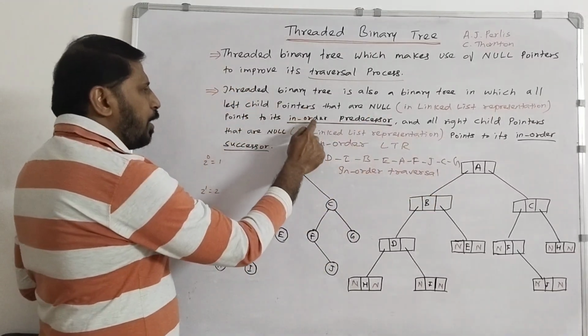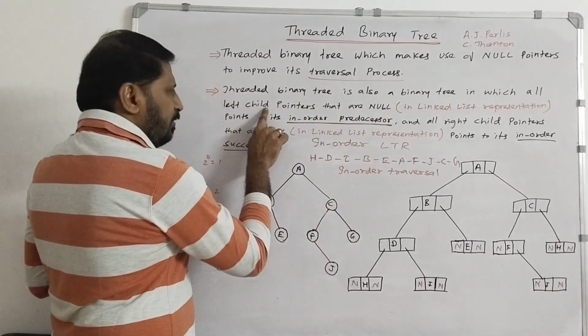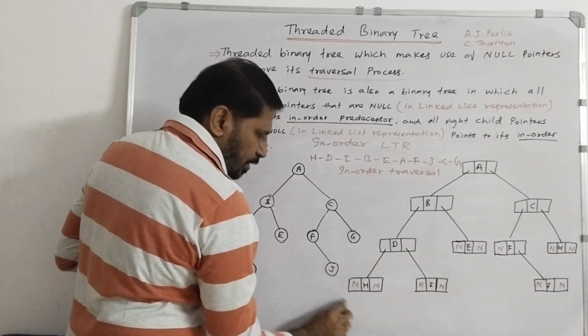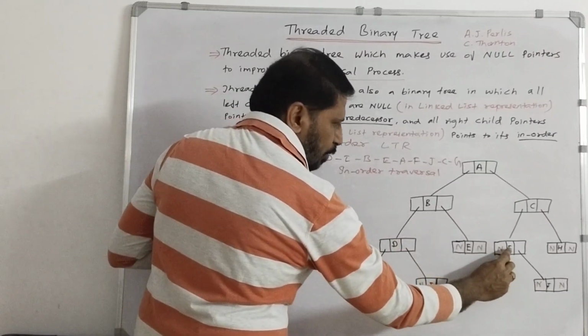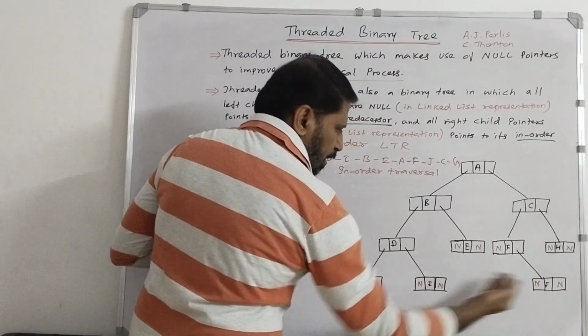Now I come to the point. What is the point? Which all left child pointers are null? What are all the left children? This one is a left child, and this one is the left child of C. And there is no other left child.